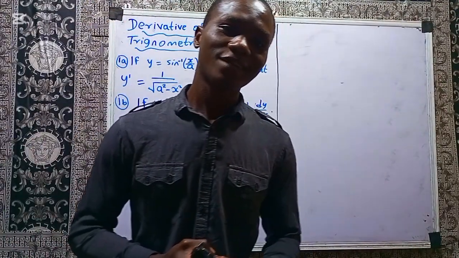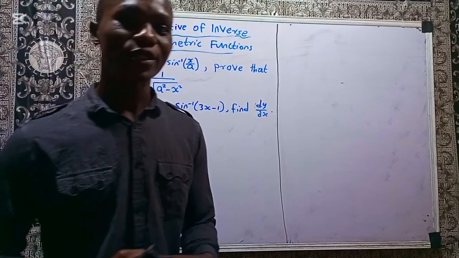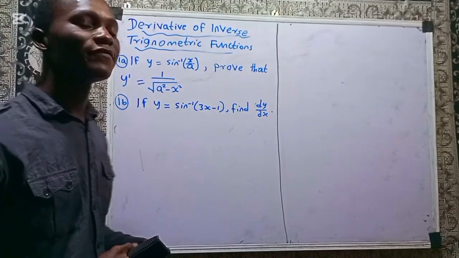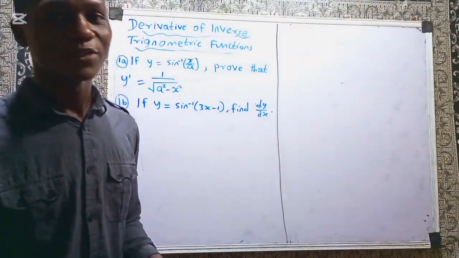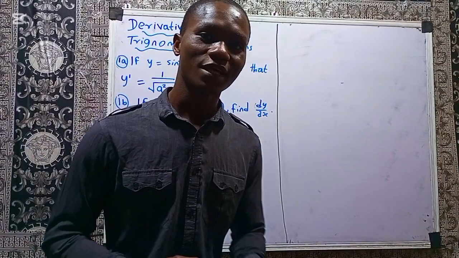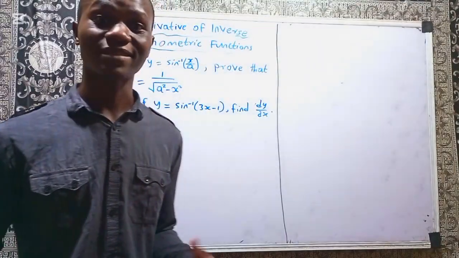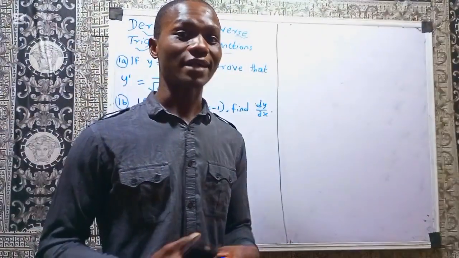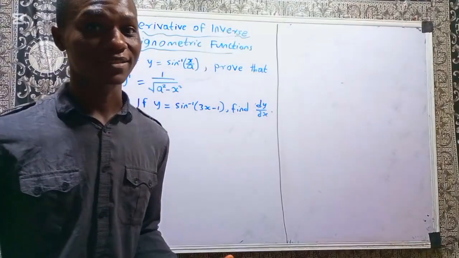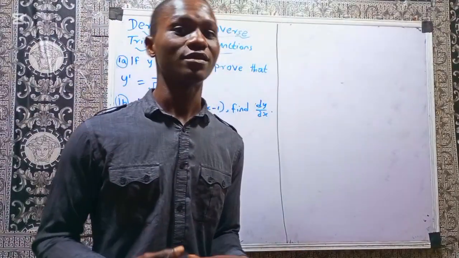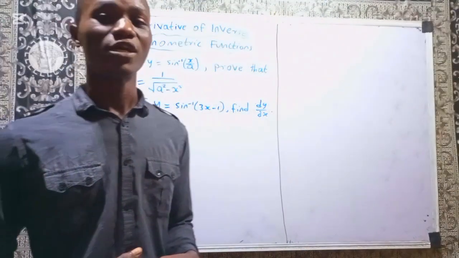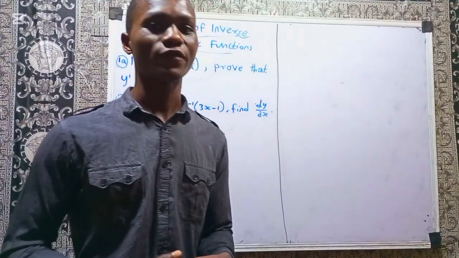This is mathematics class and today we have this topic to consider: derivative of inverse trigonometric functions. So you have come across some functions like arcsine. Arcsine is same thing as sine inverse. Arctan, which is same thing as tan inverse. Cos inverse, cosec inverse, and so on. So how do we differentiate those functions?